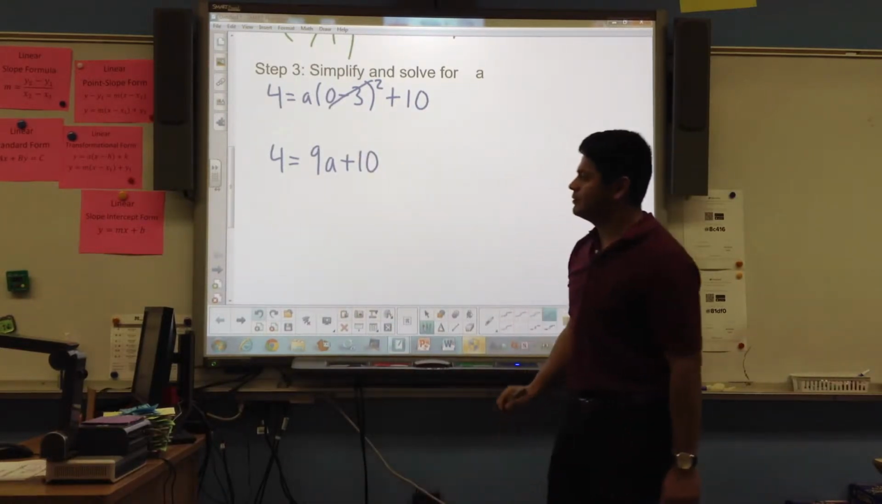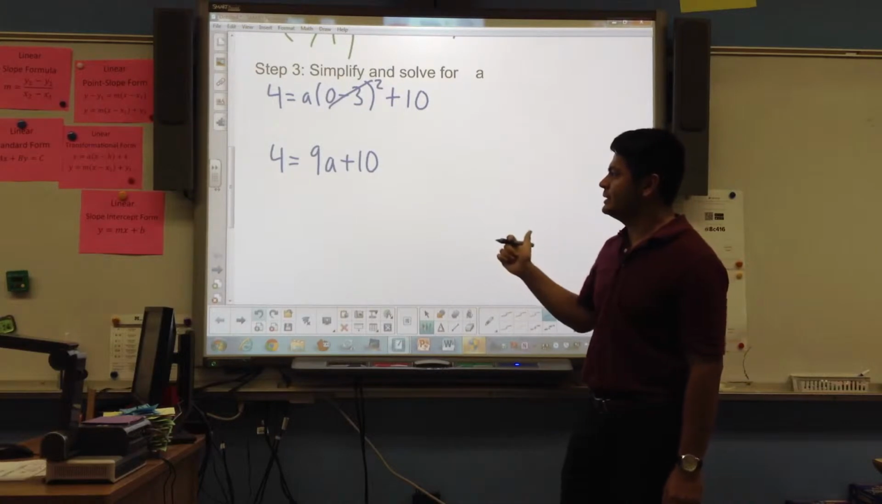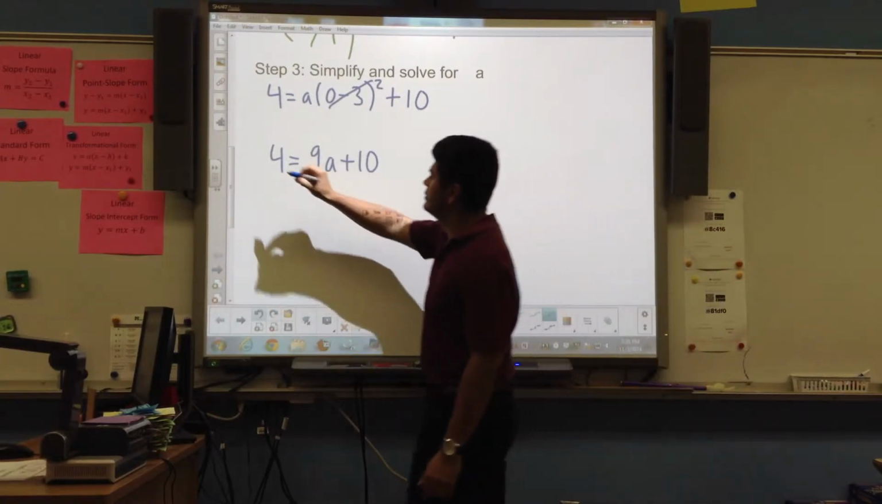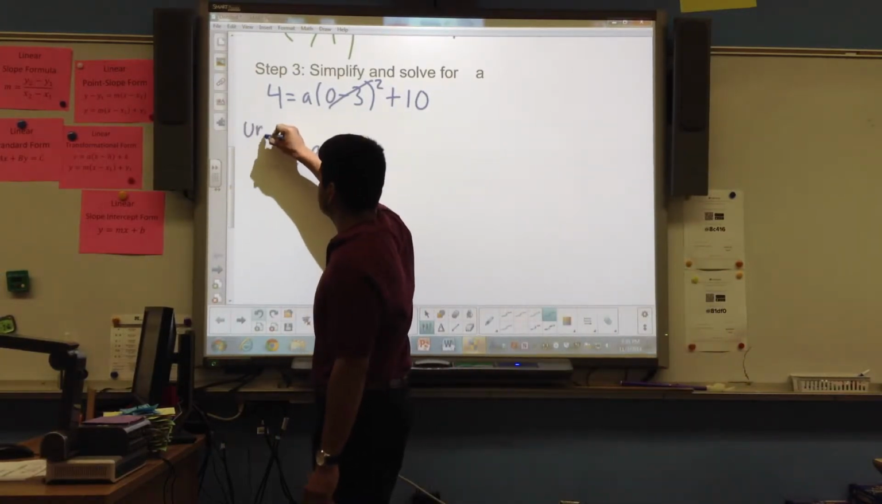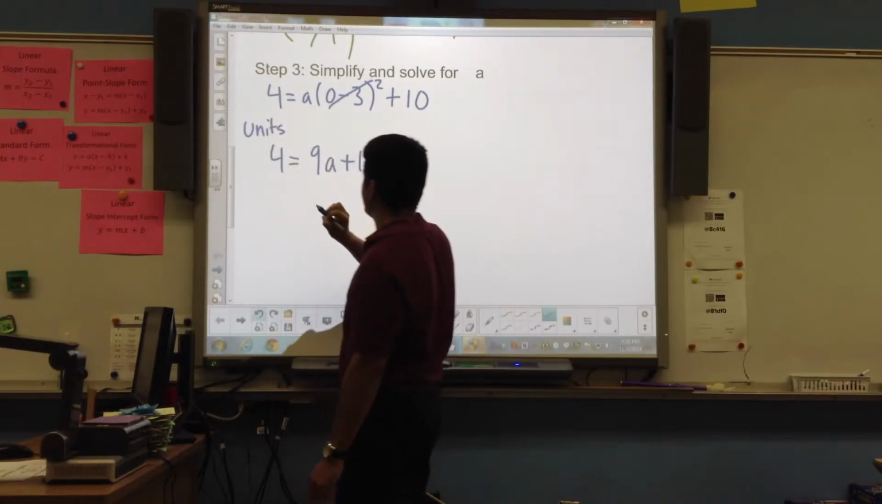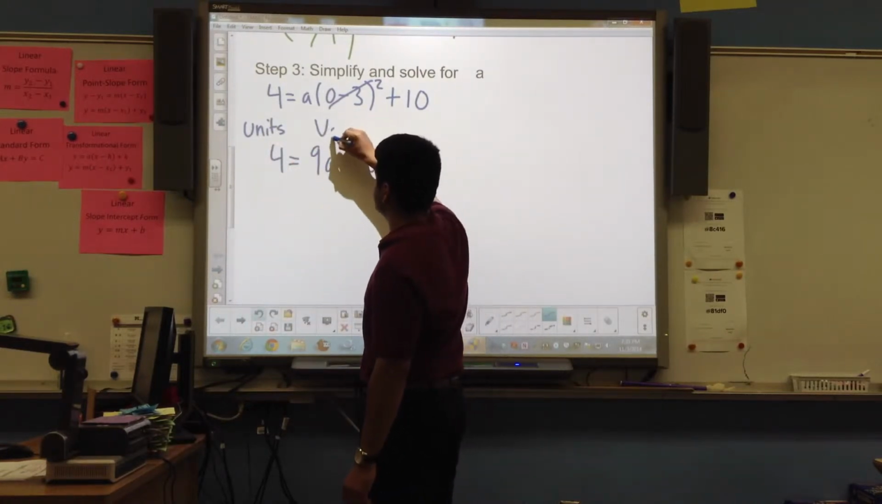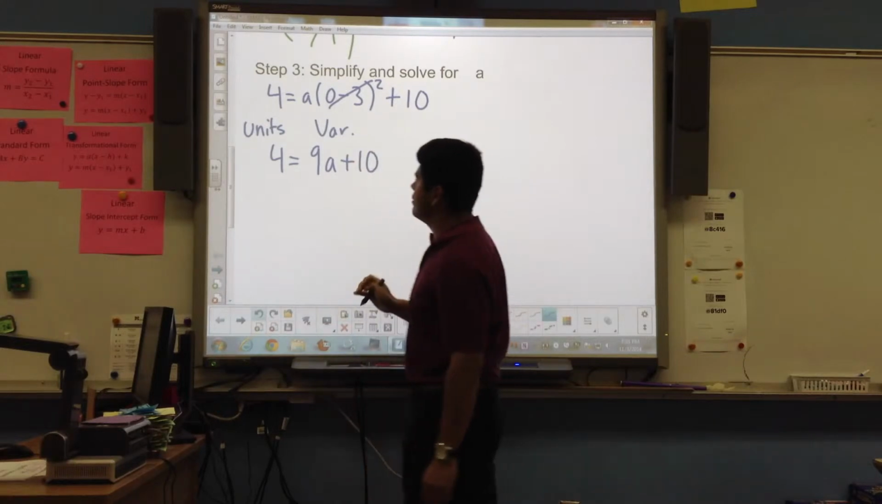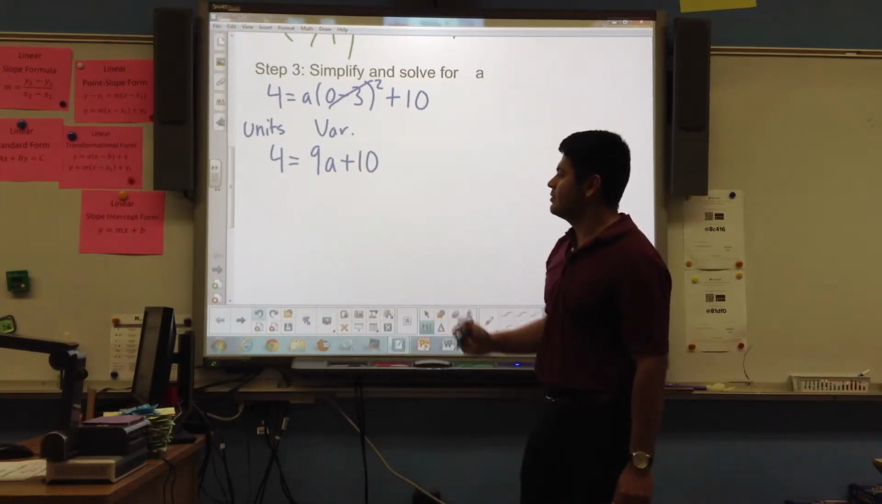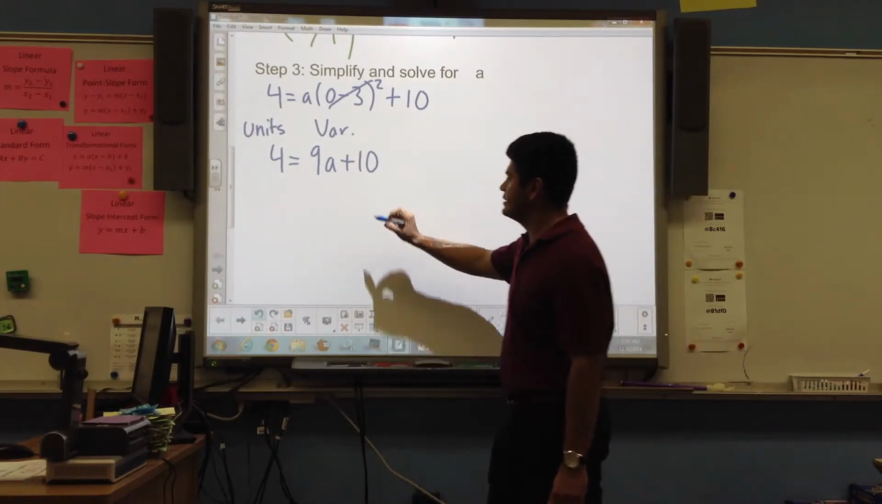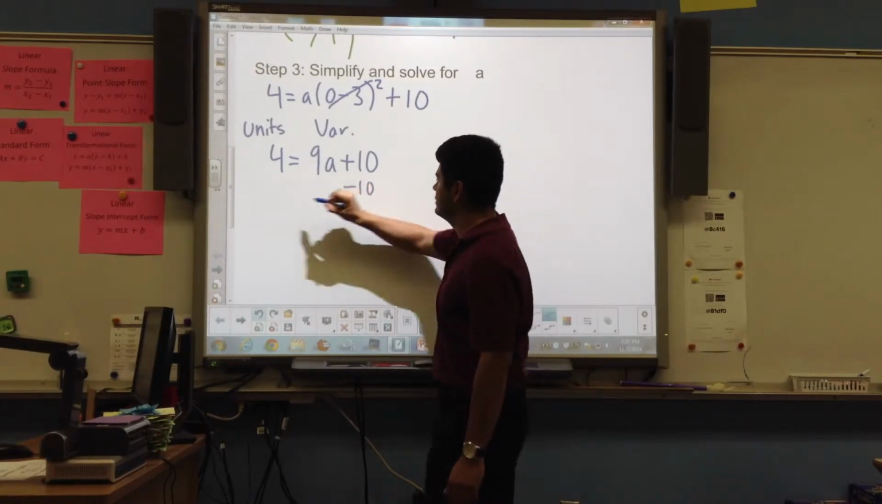So now what I want to do is label one of my sides my units, one of my sides my variables. So I want my left side to be my units. I want my right side to be my variables, and I'll just abbreviate that. So now I want my variables on my left side and my units on my right side. So the way I get rid of that 10 there is I'm going to subtract 10 from both sides.